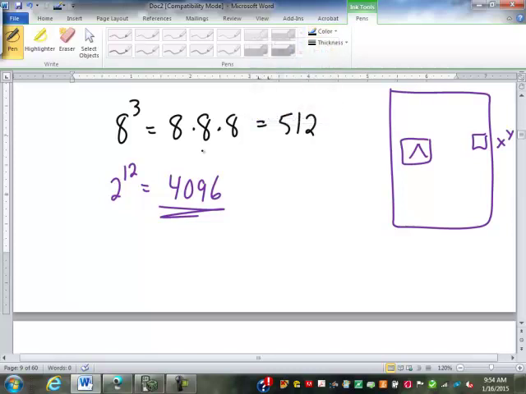That right there is the main reason why I recommend a scientific calculator, because if you just have the little 5-function calculator, they don't do powers, and that can be a real pain.